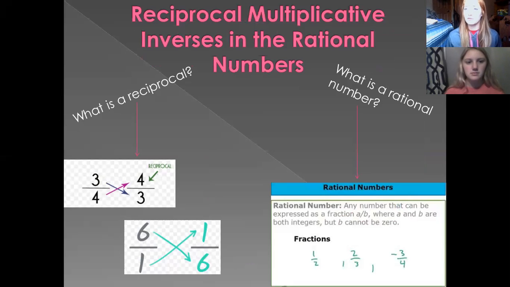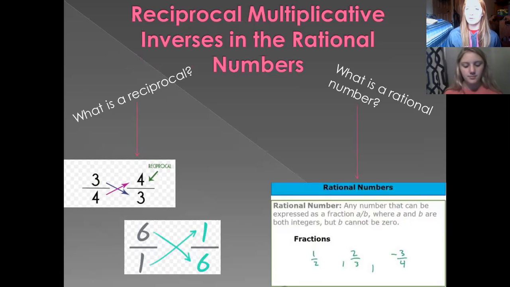You may be wondering what a reciprocal is. Well, a reciprocal is simply when you switch the numerator and the denominator in a fraction. So, for example, 3/4: the denominator 4 goes to the top, and the numerator 3 goes to the bottom. So they flip, and that's the reciprocal of 3/4. Another great example is 6/1, which is actually just 6. Your reciprocal for that would be 1/6. So 6 goes to the bottom and 1 goes to the top.